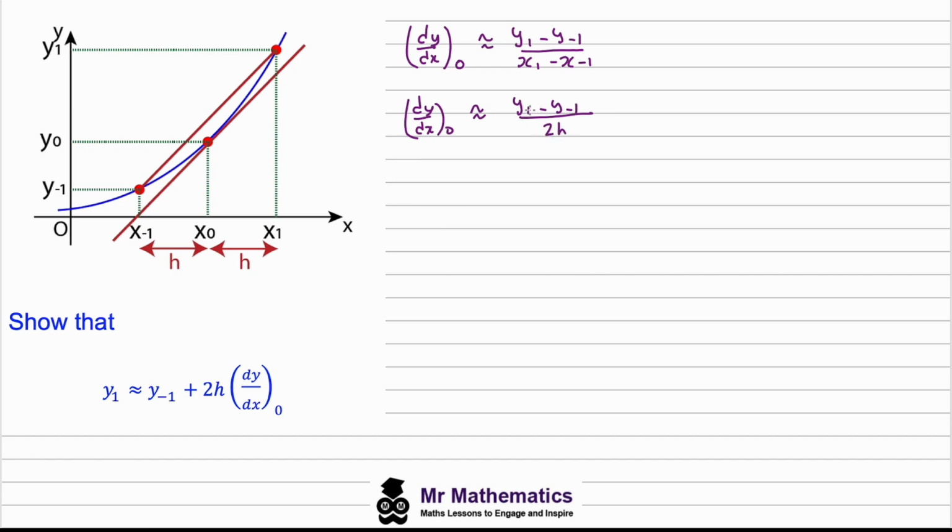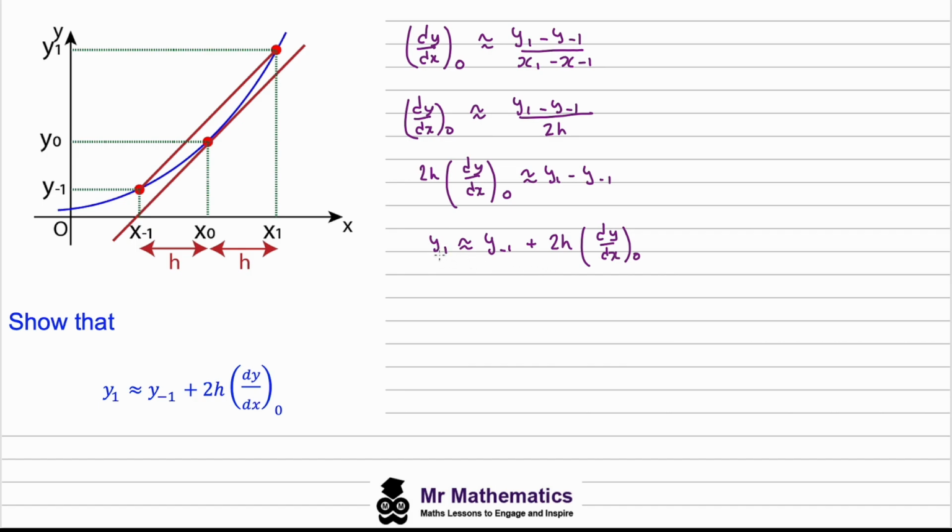Then to work out y1, well, we can move the 2h over to the left-hand side. So we get 2h times the gradient at x0 is approximately y1 minus y subscript negative 1. And then we can move this to the left-hand side. So we get y1 will be approximately y subscript negative 1 plus 2h multiplied by the gradient of the curve at x0. Okay? So this allows us to approximate the value of y1.